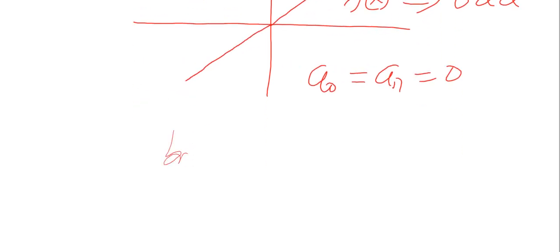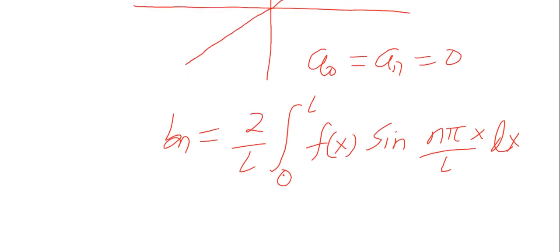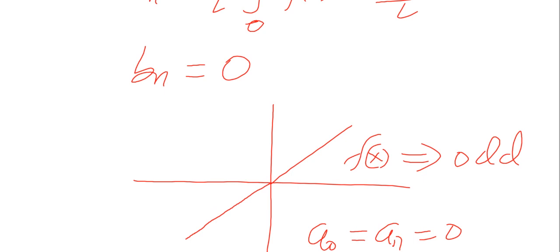and bn will be defined by 2 over L integral from 0 to L, f of x sine of n pi x divided by L dx. In this case, I'll only need to find the Fourier coefficient bn. So a naught and an will be zero. The resulting Fourier series will contain only the sine terms. There will be no cosine terms. There will only be the sine terms, because in this case, the function is odd. Remember, this is an assumption.